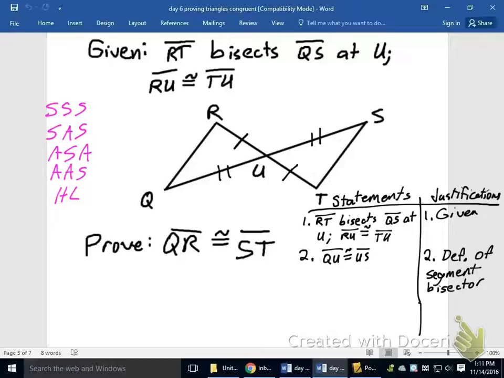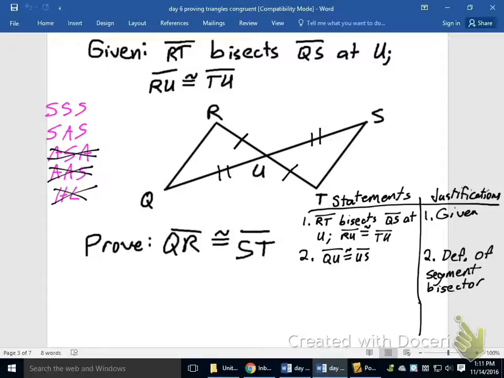Basically where I'd go now is I have two pairs of sides. So I know it might be side, side, side, might be side, angle, side. Not going to be angle, side, angle. Not going to be angle, angle, side. I don't have anything about right angle here. Not going to be HL. So I've got it down to one of those two ways.